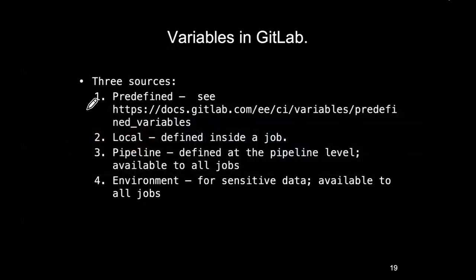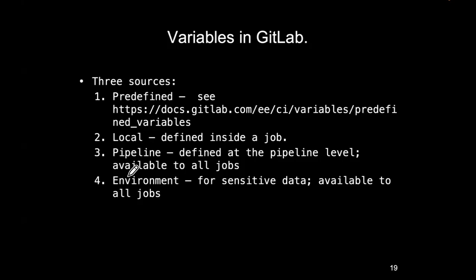You can have simply local variables. That would be variables that are just local to a job. We don't tend to use those that often. You have pipeline variables. They are ones that you define at the top of your YAML file, and they are available to every job within it. We do use those quite a lot.